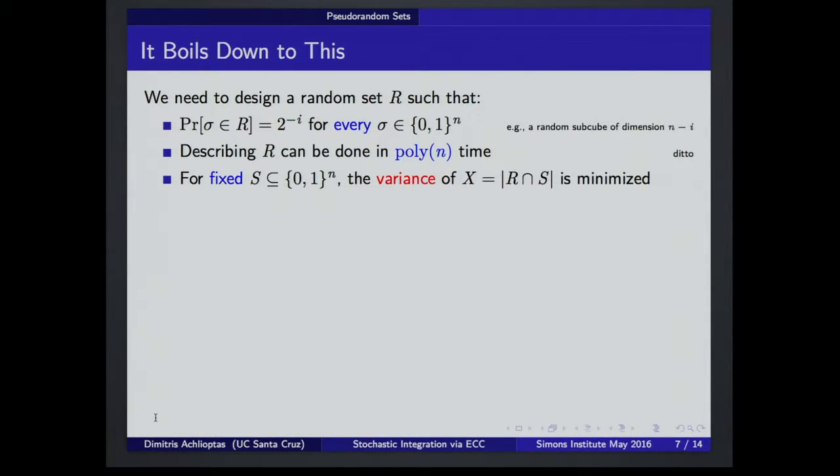Well, before I get to this, let me just recap this in math. So we want to design a random set such that for every element of the cube, uniformly, the probability that it belongs in the set is 2 to the minus I. This set should have a simple description. Remember that ultimately we're supposed to optimize over that set, so we should certainly be able to describe it efficiently. And then if you take any fixed subset of the cube, the variance of the intersection between our random set and S, a set S for which we know nothing, we don't know anything about the geometry of S, we would like the variance of this to be small.